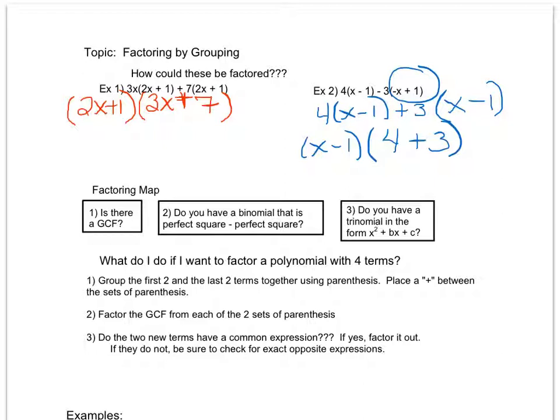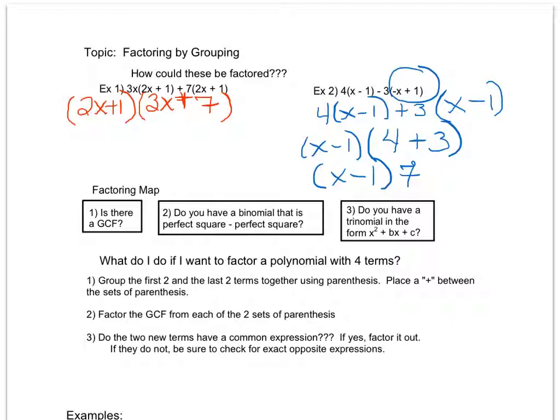I could take it a step further. I could say 4 plus 3 is 7 and change it to be x minus 1 times 7. That would be considered my simplest form after factoring. So we're going to keep these two examples in mind as we move into this process of factoring by grouping.